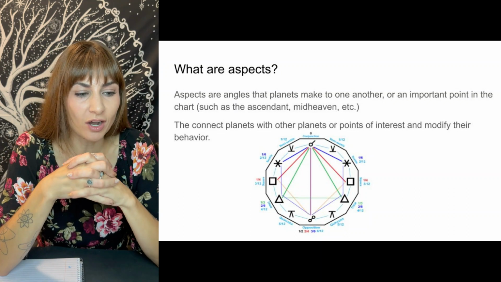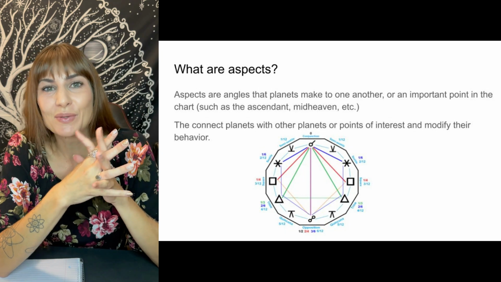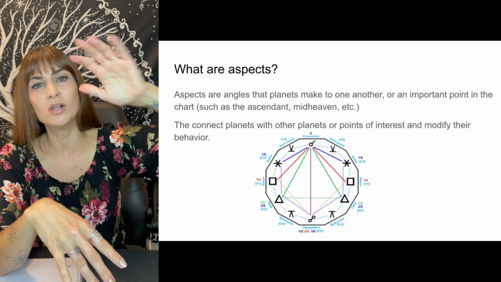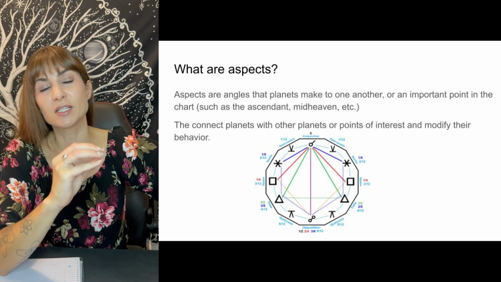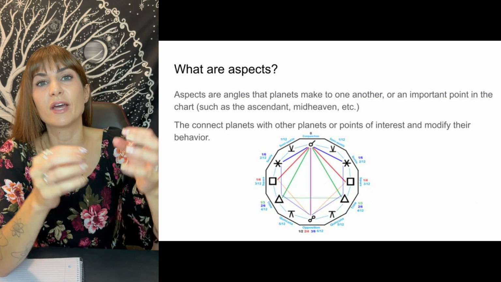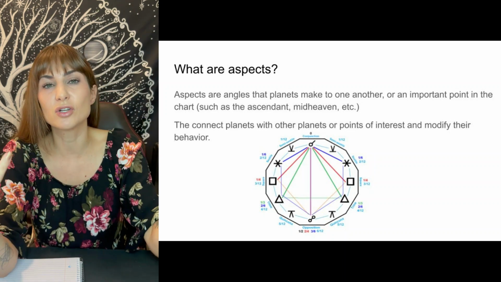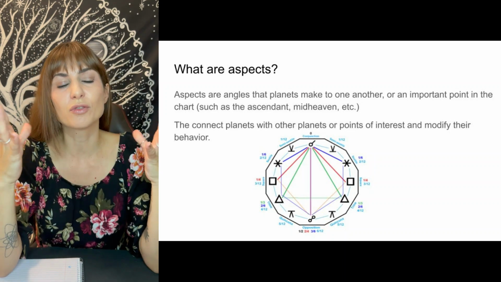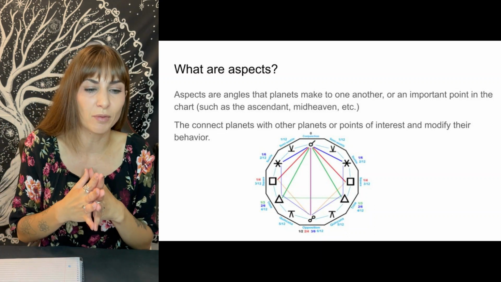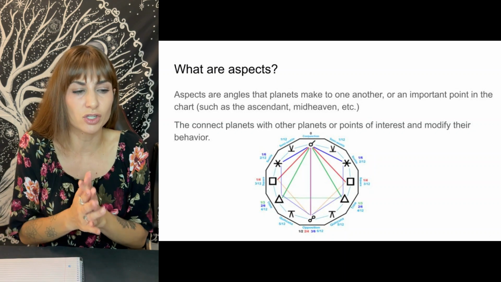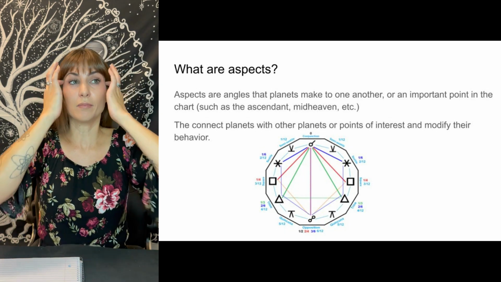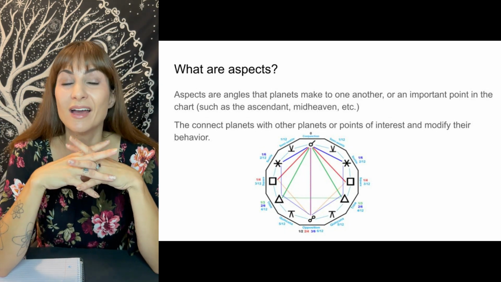So aspects are the angles. There are mathematical angles in a chart. Essentially, because we have this whole wheel, we can say that there are contacts between planets that are closer to exactly together, that are maybe 90 degrees apart, that are maybe 180 degrees apart, and so on. But at the core of it, aspects are the angles, the contacts that the planets are making to one another, or another important point in the chart, like the ascendant, the midheaven, the IC, the descendant. You can also look at how they're contacting asteroids.